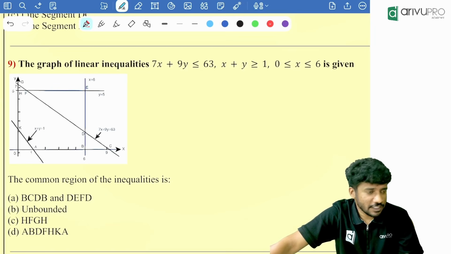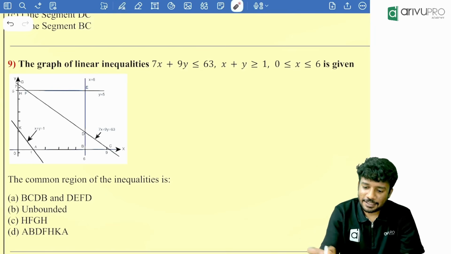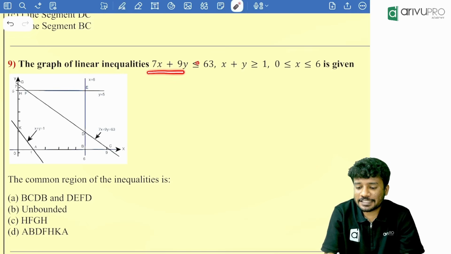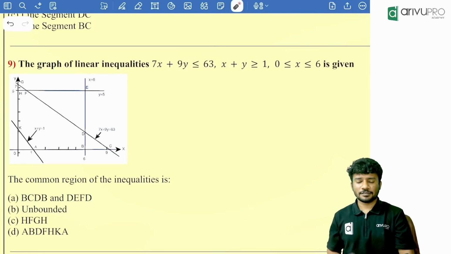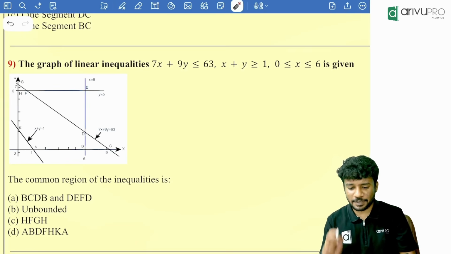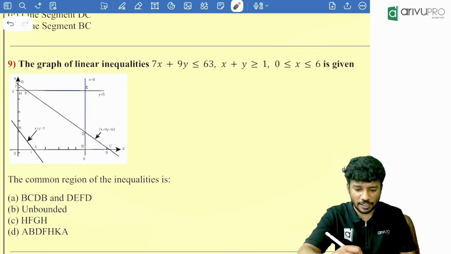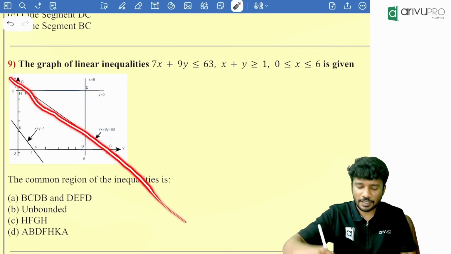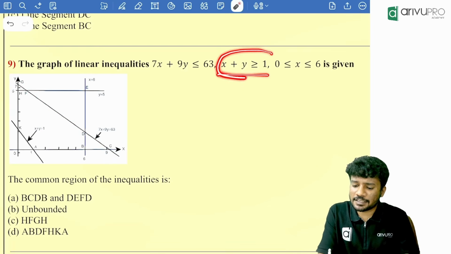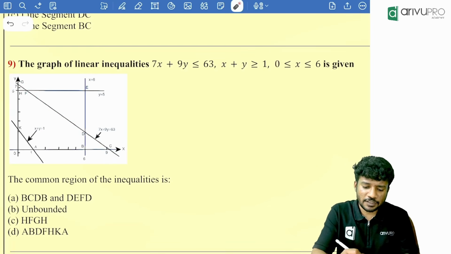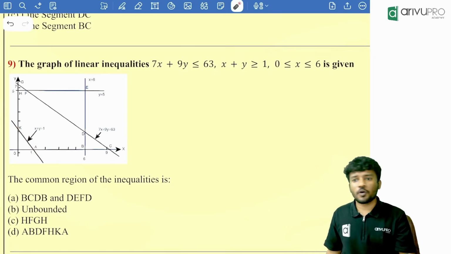A graph is there. 7x plus 9y less than or equal to 63. Signs are same or different? Same. Signs are same means upper left to lower right, right? Which graph is it? This graph. Correct? Everyone got that graph? Then x plus y is greater than or equal to 1. Which graph is it? Signs are same, so it is the smaller one.